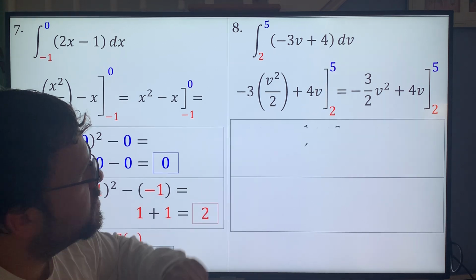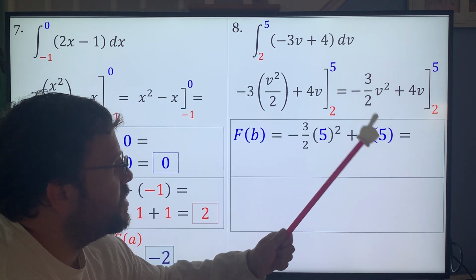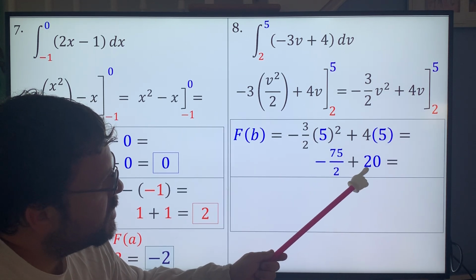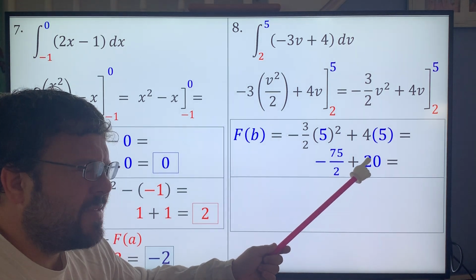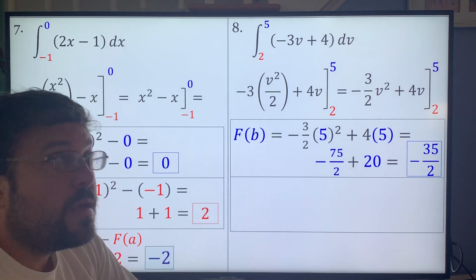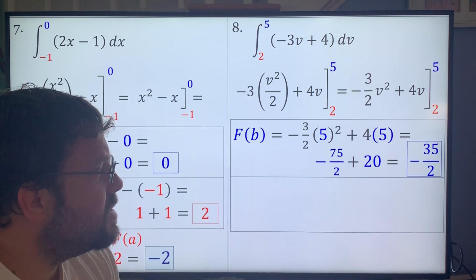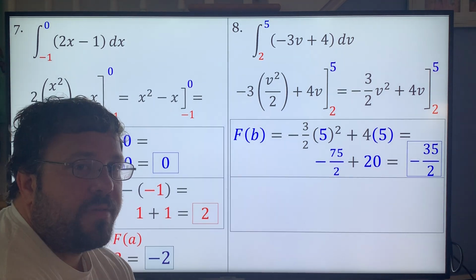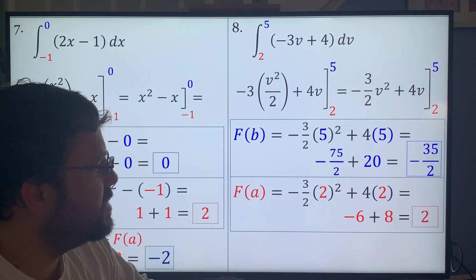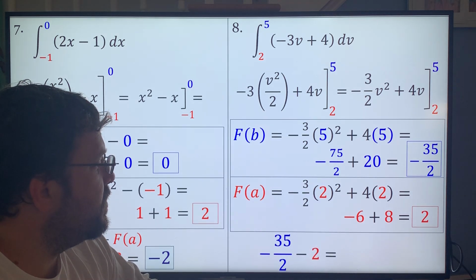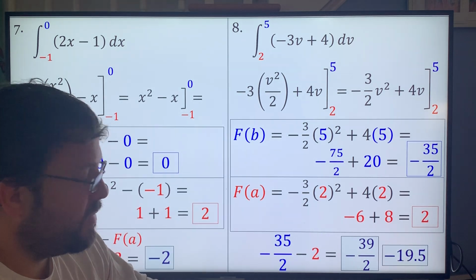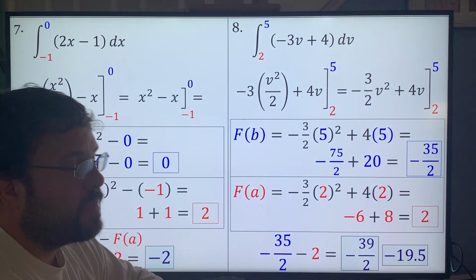So you type in your v first, which is 5. Negative 3 halves, 5 squared plus 4 times 5. 25 times 3 is negative 75 over 2. Plus 20, or plus 40 over 2. Negative 75 plus 40 is negative 35 over 2, or negative 17.5, negative 17 and a half. All are okay answers. Type your 2 in, this is an easy one, 2. Negative 35 over 2 minus 2 is negative 39 over 2. Once again, negative 19.5, negative 19 and a half.